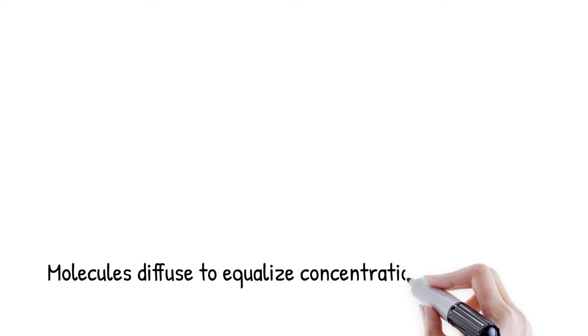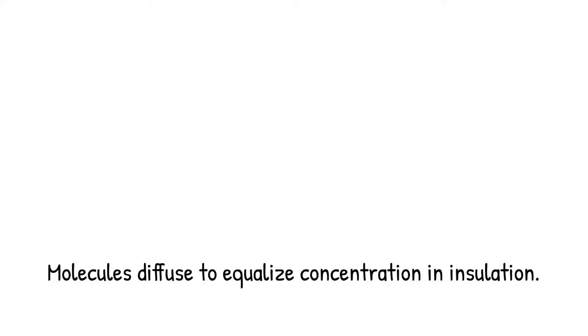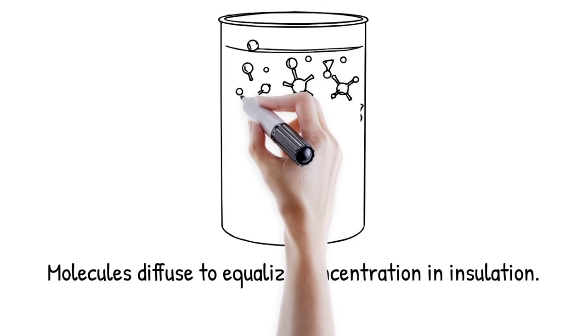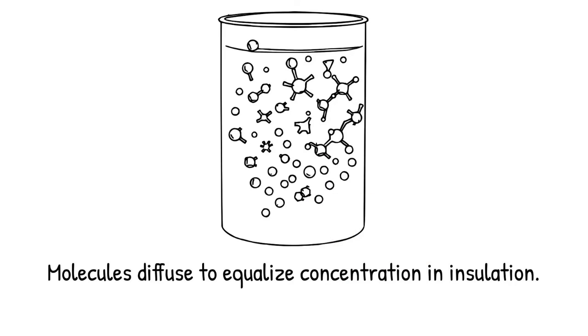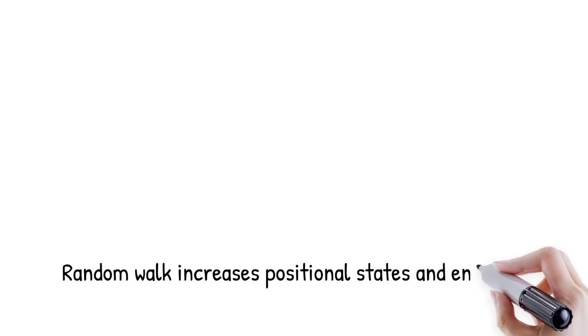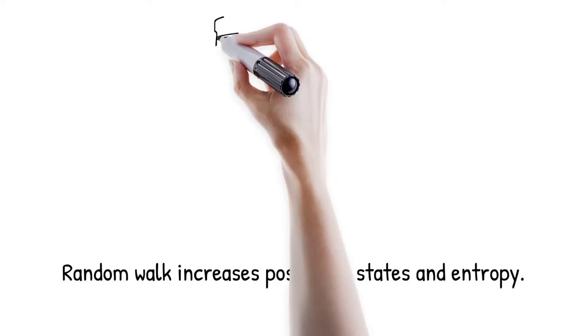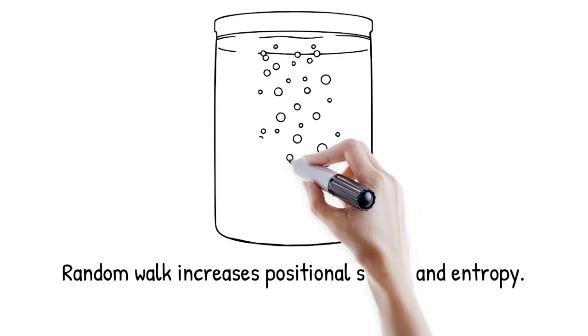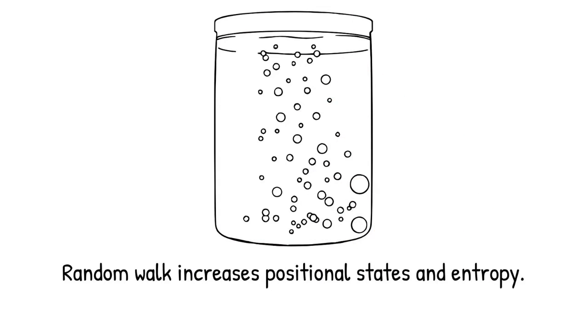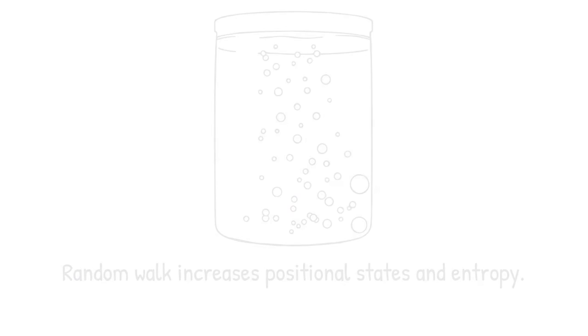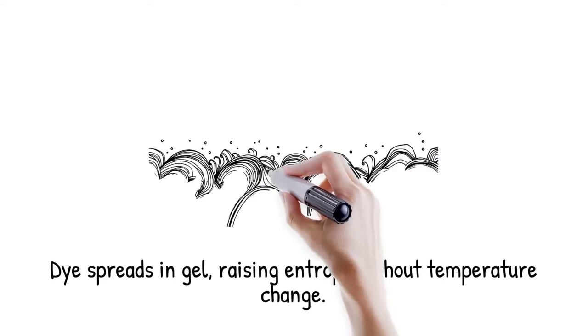Molecules in liquids or atoms in solids diffuse to equalize concentration, even when the container is perfectly thermally insulated. Each particle's random walk increases the number of accessible positional states, raising entropy. No net heat flows. The process is driven by entropic forces and concentration gradients. Over time, diffusion smooths inhomogeneities, maximizing disorder. This underscores that entropy increase can occur through spatial rearrangements alone.